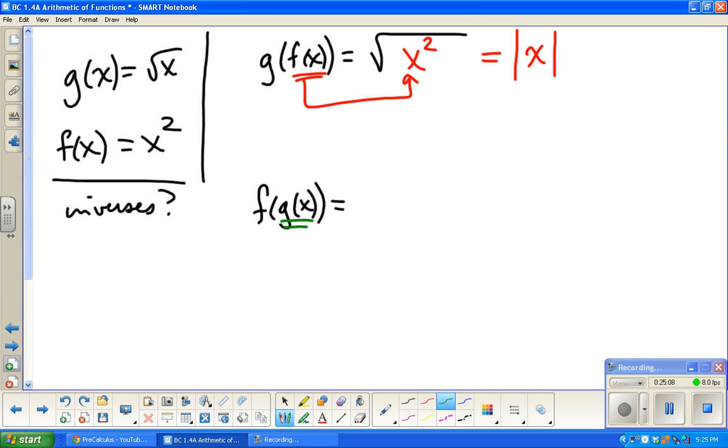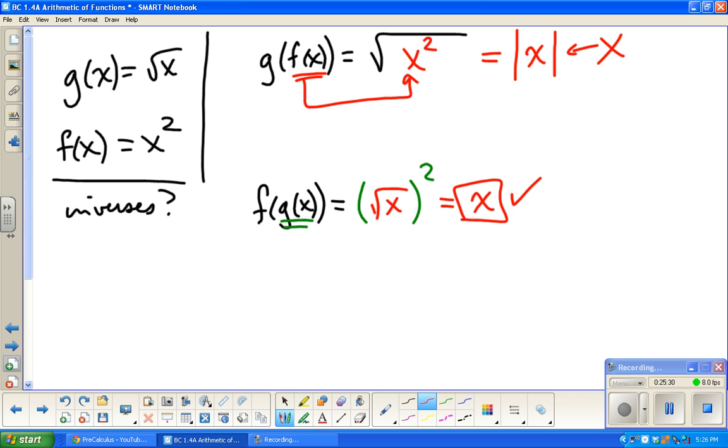Okay, and f of g of x: f of x would be something squared. And that something, in this case, is the square root of x. Well, the square root of x times the square root of x, assuming x is real, is just going to be x. So this side worked. This is not just x.